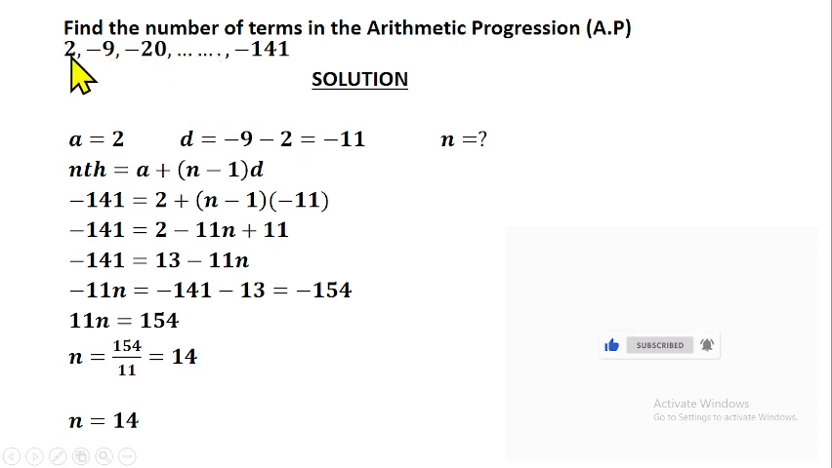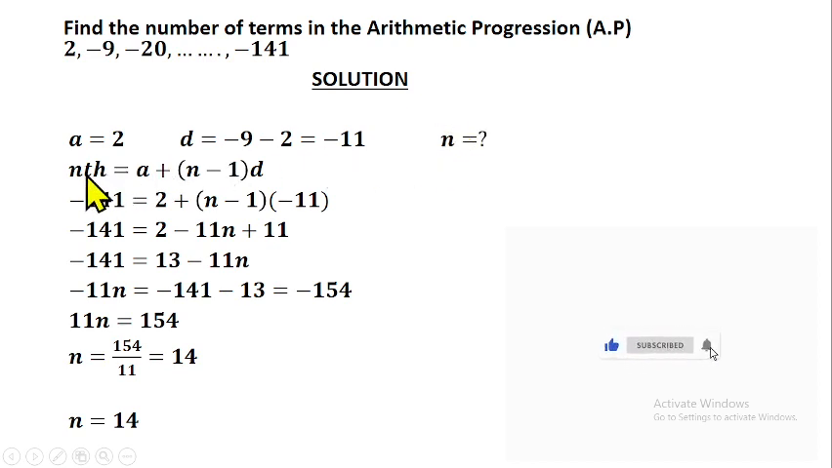So we have the first term, which is our a, equal to 2, and we can find the common difference. That will be minus 9 minus 2, which gives us minus 11. Or you do minus 20 minus 9, that is minus 20 plus 9, which gives us minus 11 as well. But what we don't know is our n, the number of terms. They want to know how many terms we have from 2 to minus 141, so we are looking for the value of our n.